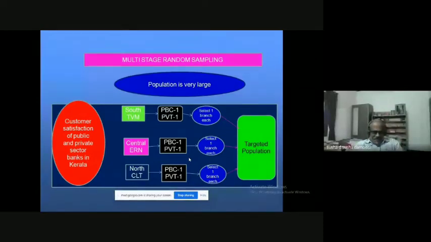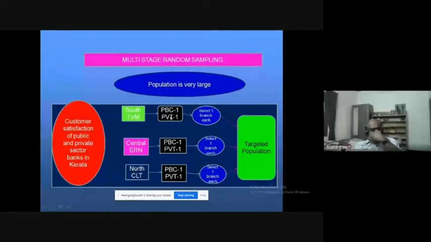How will you select 900 sample customers from a population consisting of a large number of customers for both the public sector and private sector banks? So in this case, the population is very large. Then we select the required number of respondents through different stages. Firstly, we divide Kerala into 3 zones: South, Central, North. From South, we select Trivandrum at random. In Central, we select Ernakulam, and in North, Calicut.